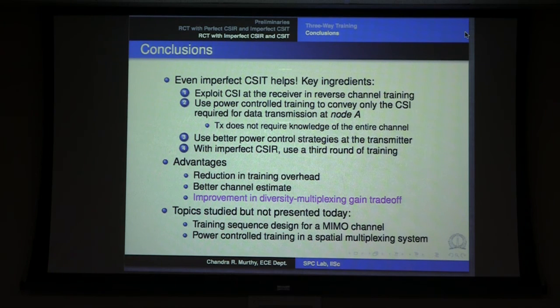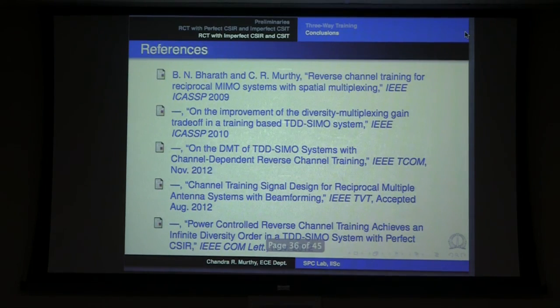There are other things that we have studied with this model that I have not talked about today, which are extensions to the multiple input, multiple output (MIMO) channel with spatial multiplexing at the transmitter. We also have multi-user extensions, etc., which are in several of these publications. So that concludes my talk. Thank you again for coming. Appreciate your questions and time.